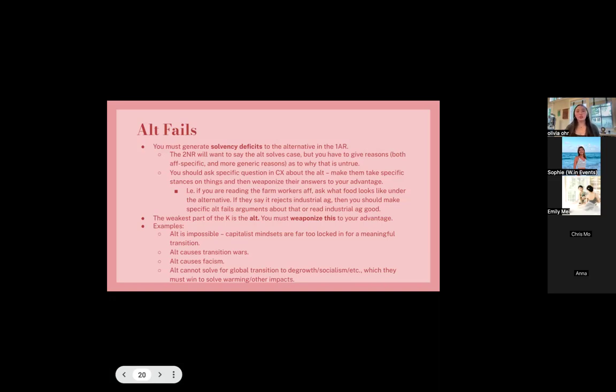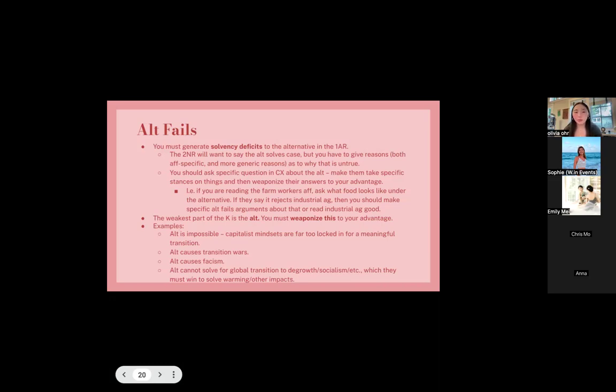And then another argument, there's a lot of cards on this, but the alt causes fascism because if people's mindsets are so ingrained, then it means that the alt would have to be forceful to some degree, which you can make arguments as bad because the 1NC will probably say inequality and capitalist control is bad in some sense, but you can just say that equally exists under a socialist or other transition.